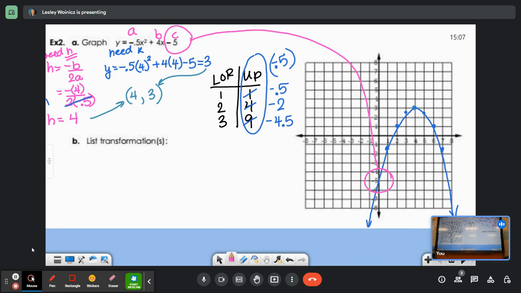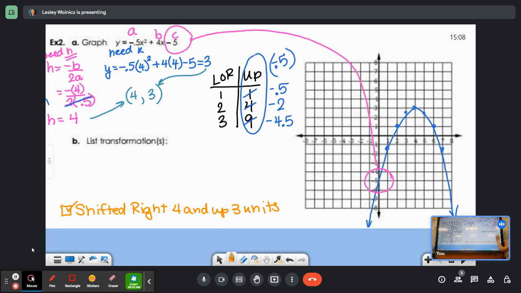Okay, what were our transformations? Shift right was the 4 and up by 3. So that one has to be the very last one we do, but we can write that down. Just put it at the bottom. Shifted right 4 and up 3 units.